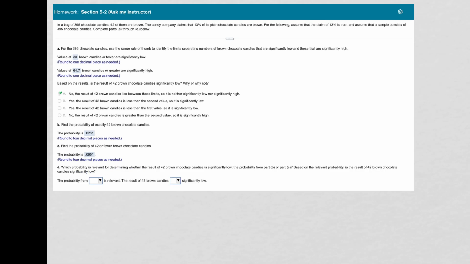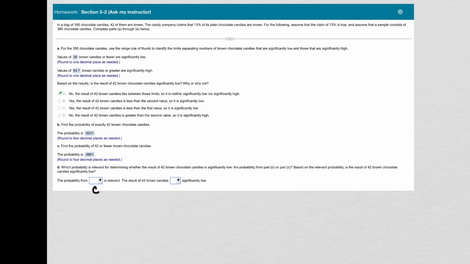In the next part, they ask which probability is relevant for determining whether the result of 42 brown chocolate candies is significantly low. So in this case, what we would need to do is use the probability of 42 or fewer. So our range rule of thumb depends on having the probability of falling at or below that particular number to see if that's a significantly low value. So we would use the probability from part C. That's the one that is relevant.